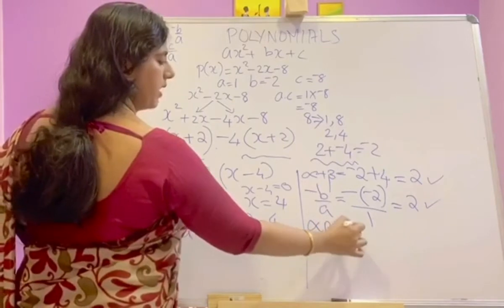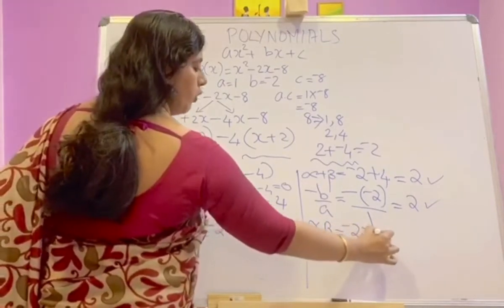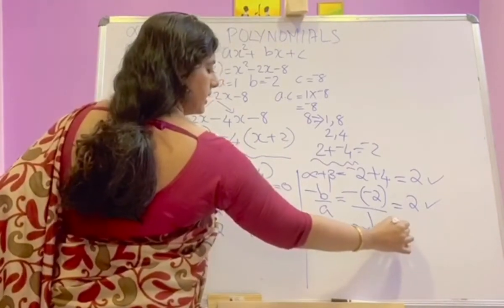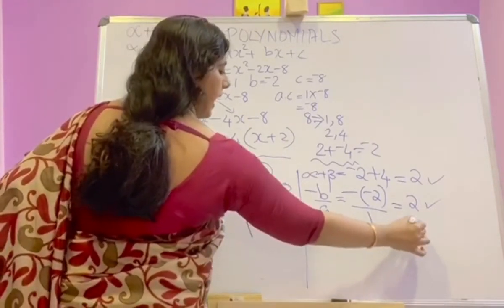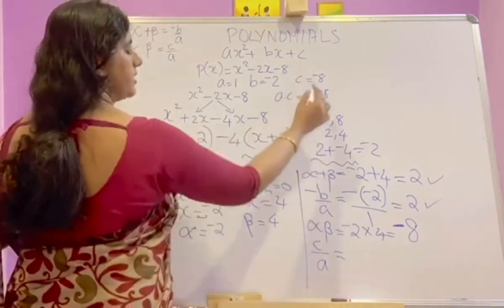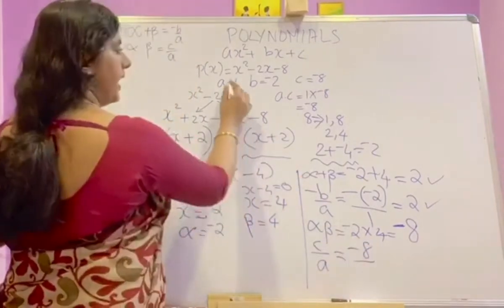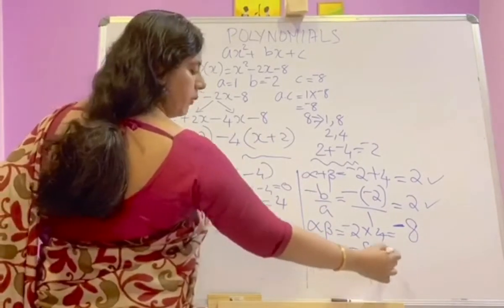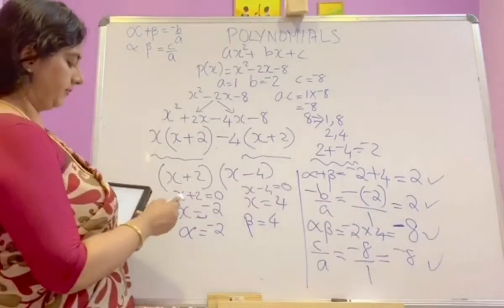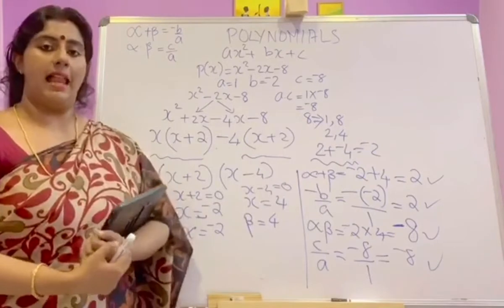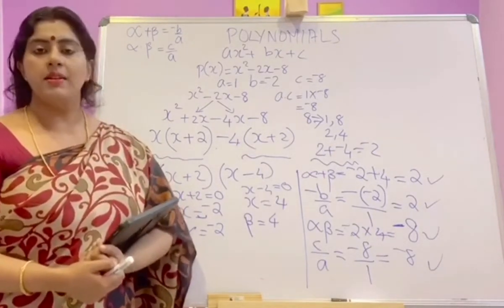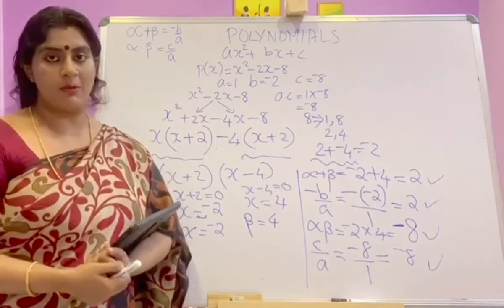Now what about the product of zeros? Alpha into beta, negative 2 into 4, is negative into positive. The answer will be negative, 2 into 4, 8. Now we can find c by a. c is negative 8, by a which is 1. Negative 8 by 1 is negative 8. Hence, this is also verified. That is, alpha plus beta is equal to negative b by a, and alpha into beta is equal to c by a. We can do the next problem.